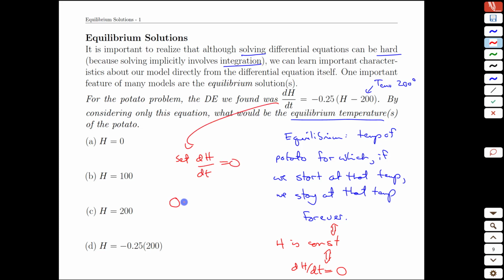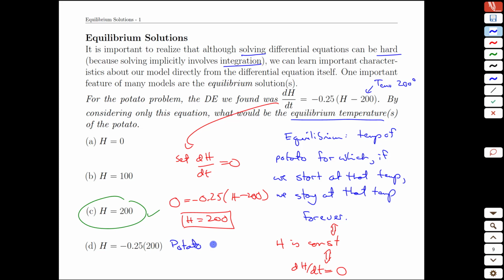That gives us here 0 equals minus 0.25 times (h minus 200). That's the temperature which will yield a rate of change of 0. And we see pretty quickly that that's h equals 200. So that gives us C as the correct answer. We then check in to make sure that's reasonable in the model, and of course it is.